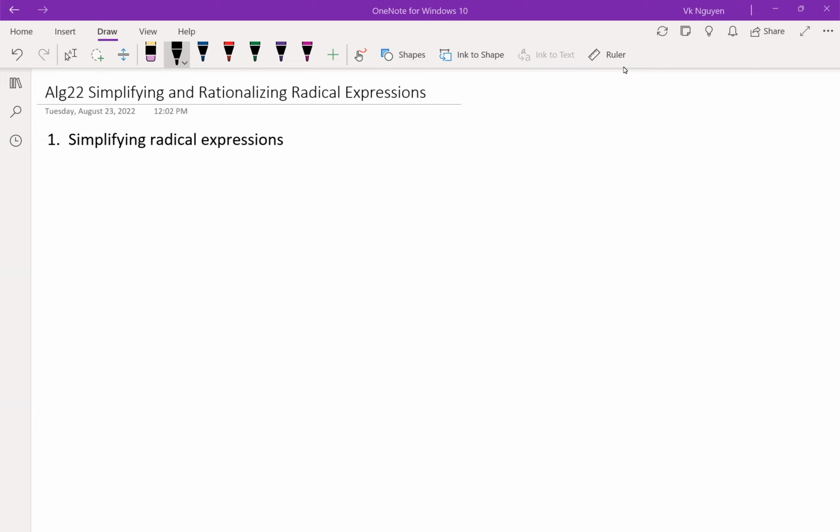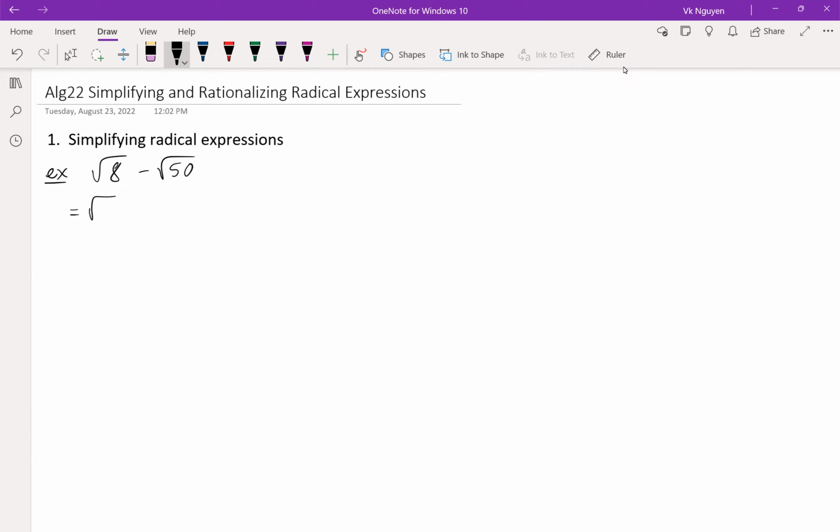Today we explore lesson 22 in algebra, simplifying and rationalizing radical expressions. 1. Simplifying radical expression. Let's take a look at a few examples. So example, root 8 minus root of 50. Well, these two radicals, they're not the same. We just have to simplify each one to see.